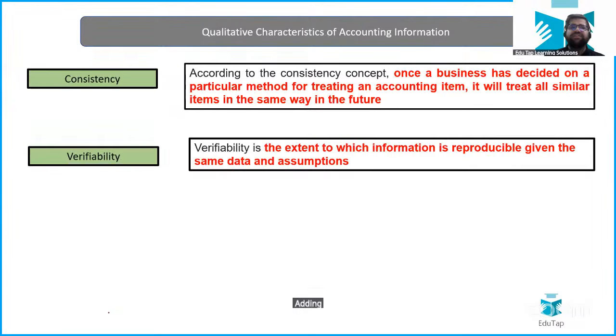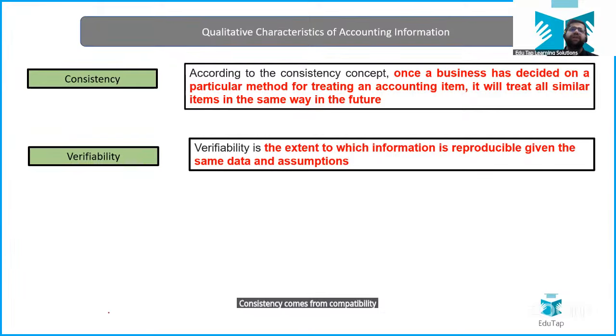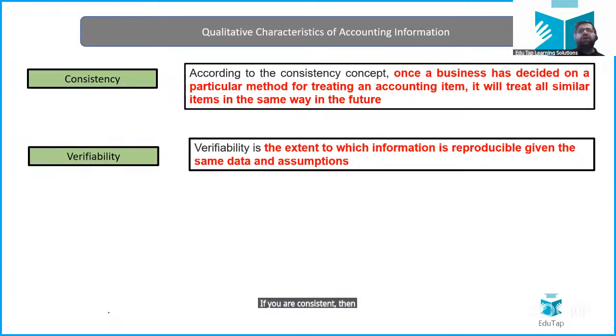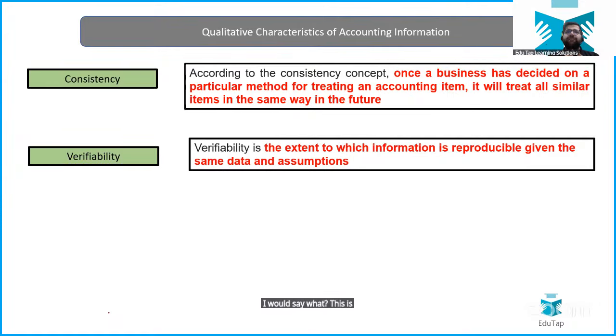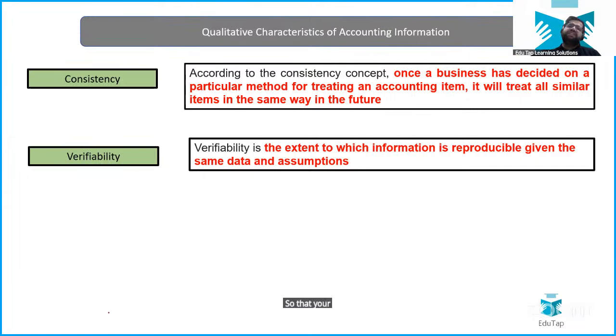Adding two more to the list is consistency. Consistency comes from comparability only. Or you can say that if you are consistent, then it will lead to comparability in a better manner. Comparability means you are doing comparison. If I'm comparing apples to oranges, this is comparability. Consistency means that you follow the same principle over and over, year after year, so that your comparability becomes easy. Hello, everybody connected or not? Hello, everybody connected? Do you understand what is consistency and what is comparability, right?